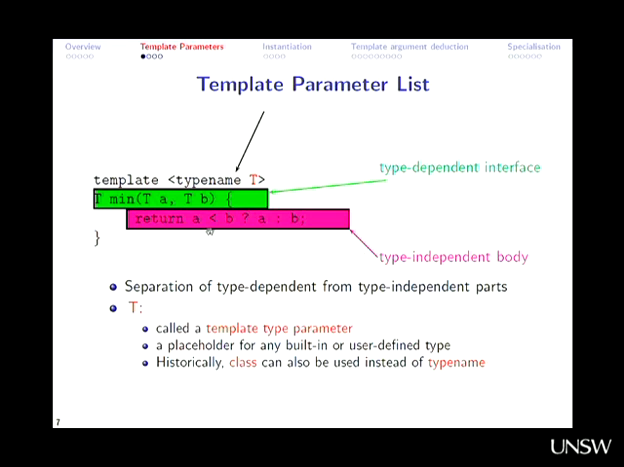What that means is, see how inside this body here, we're referring to these named variables at this point. Now, we could create local versions of T and what other data types you needed, but generally, this is type independent. So there's a separation of the type dependent and type independent parts of the functions. So T is a template type parameter. It's a placeholder for any built-in or user-defined type.